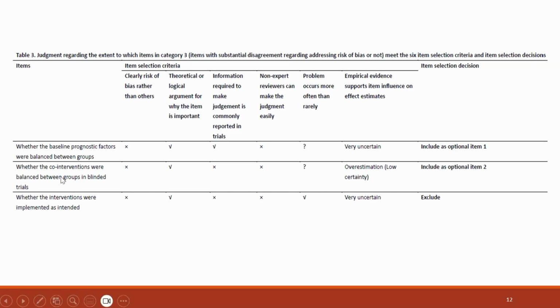And similar about co-interventions, whether they were balanced between groups. This is often hard to get this information. It's often not reported. It's not easy to judge. How often this problem actually occurs is not clear. And therefore, we said also include as an optional item too.